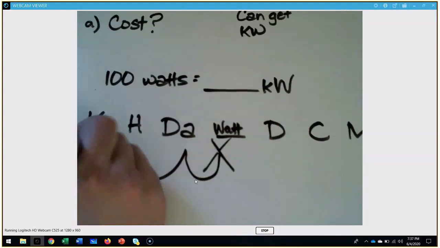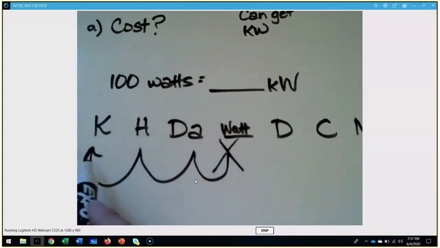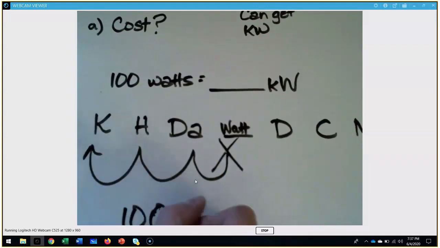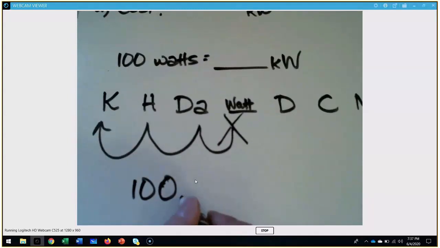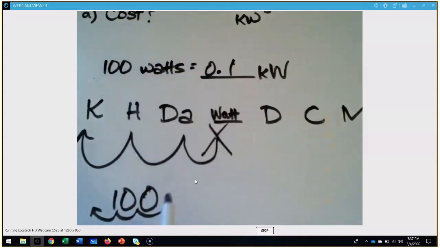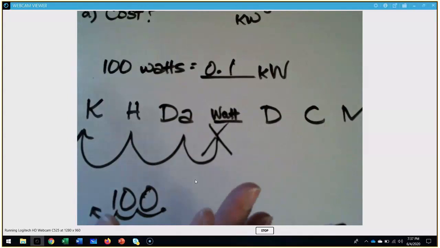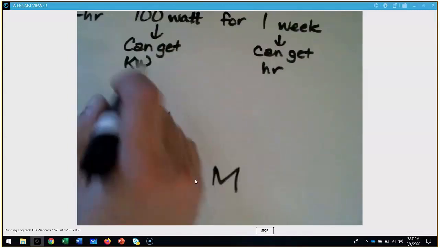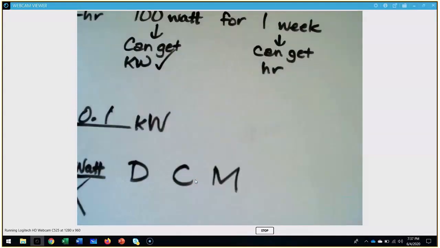So I need to go to the left 3 spaces. Starting at the back, I'm going to go left 1, 2, 3, and now it's in front of the 1. There we go. Now I've got kilowatts. Everybody okay with that? Yes. All right. Let's go back over here then. So I got kilowatts. Check that off. Now I need hours.